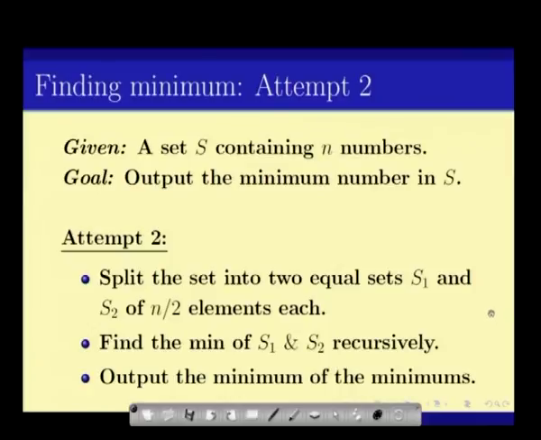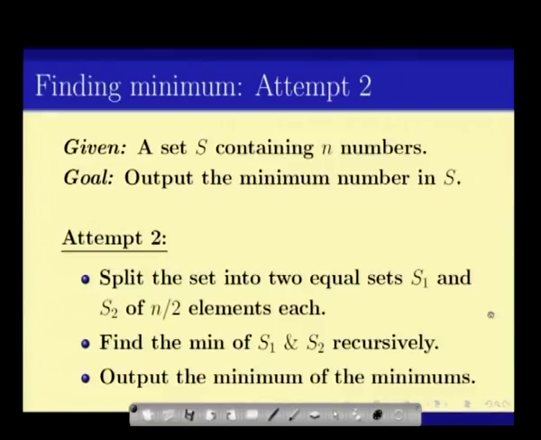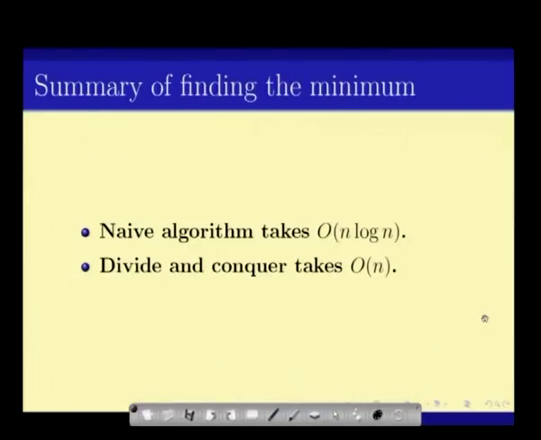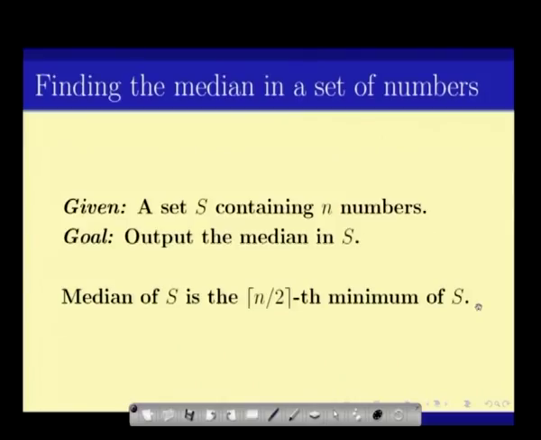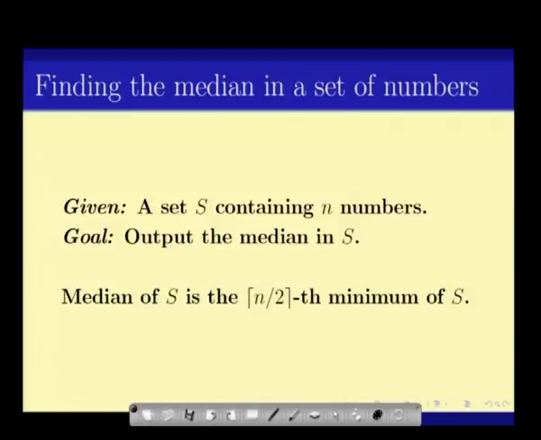Now we want to ask some more complicated questions. In general, for this particular new algorithm, what is the runtime? We saw that while the naive algorithm took order n log n, this divide and conquer approach took order n steps. So the question is, can we use similar techniques to obtain something better? Here is the question. We want to find the median in a set of n elements. We have been given S, which is n numbers, and we output the median in this set S.